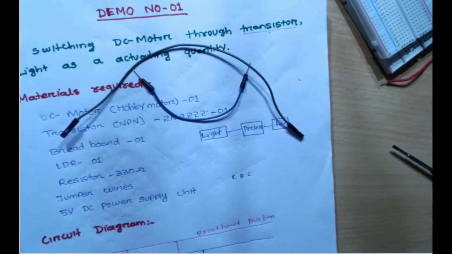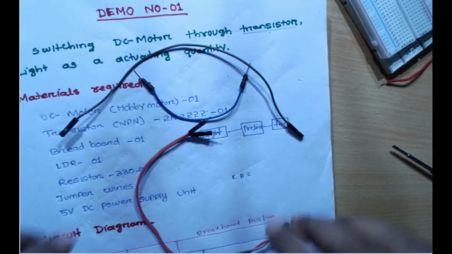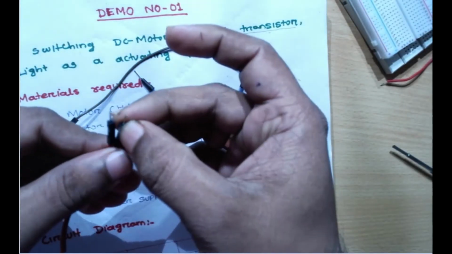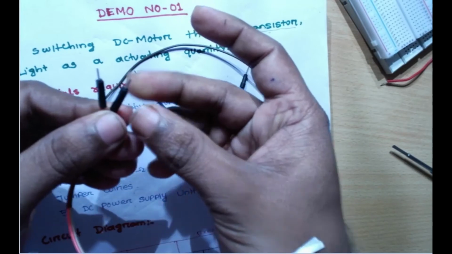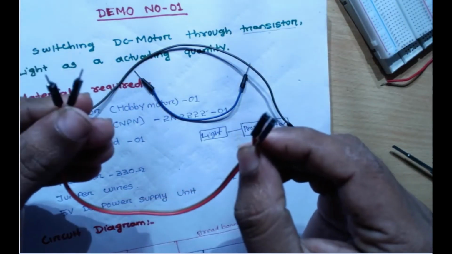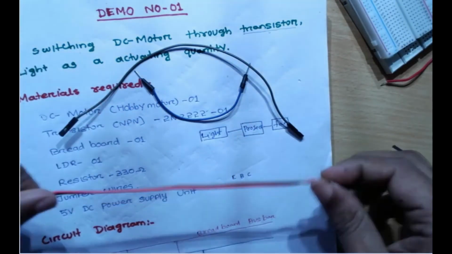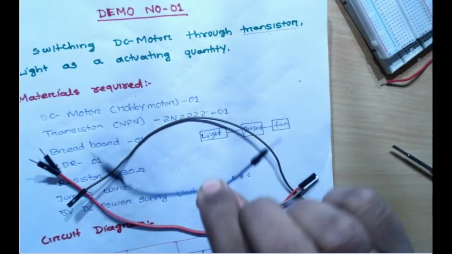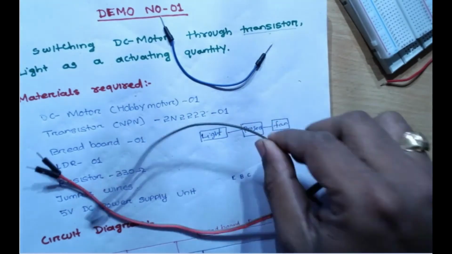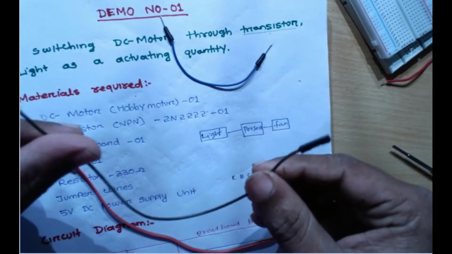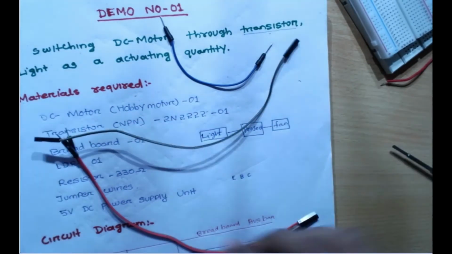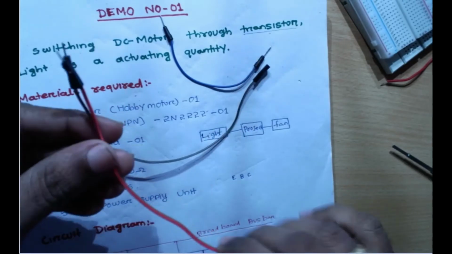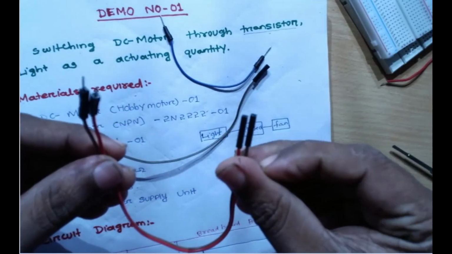Another one is male to female. This pin pointed is male, and this is female. Here are the three jumpers. Once again, this is a male to male jumper, this is a female to female jumper, and this is a male to female jumper.